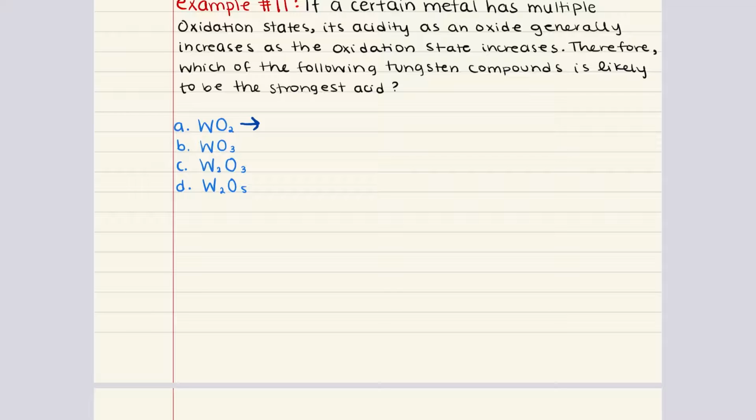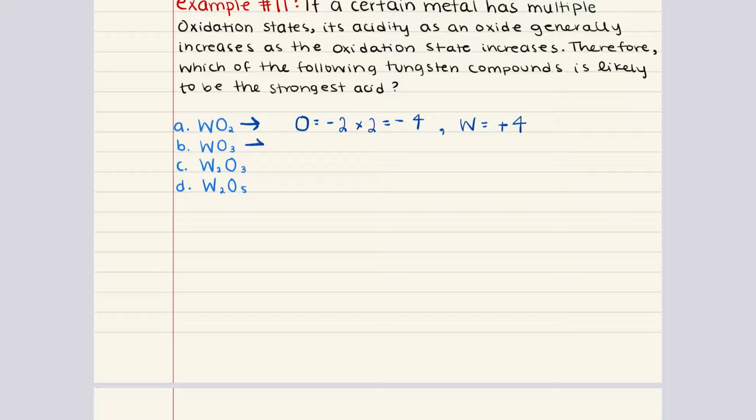Here we have tungsten 4 oxide. We have an oxygen atom which has an oxidation state of -2, and we have a total of 2 oxygen atoms, so this gives us -4. Since this is a neutral compound, to ensure that the sum of the oxidation states equals 0, tungsten must have an oxidation state of +4.